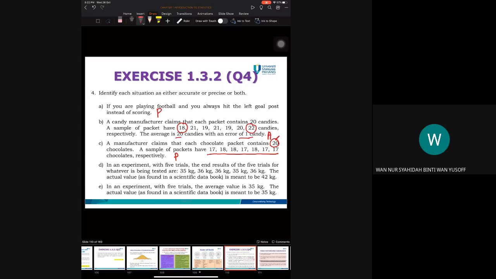D: precise only, not accurate. It is far from the true measurement. The E, both? Okay, the average of the 5 trials is 35 and the true measurement is also 35. So accurate. But we don't know the measured values here, so it could be not precise.